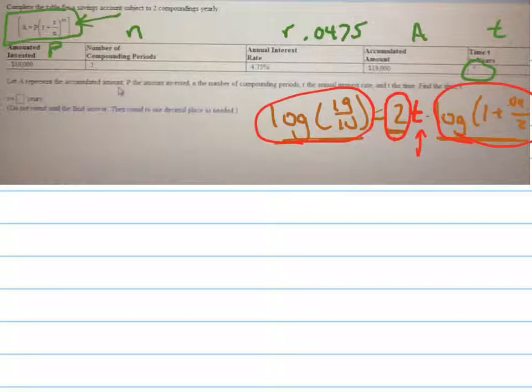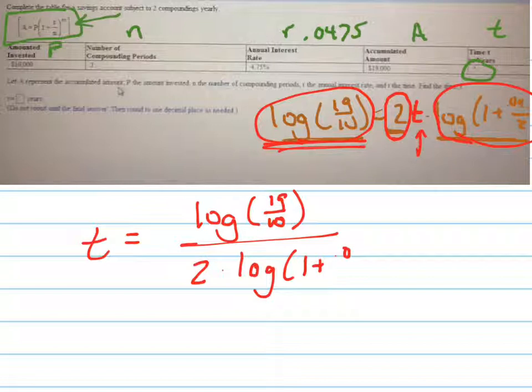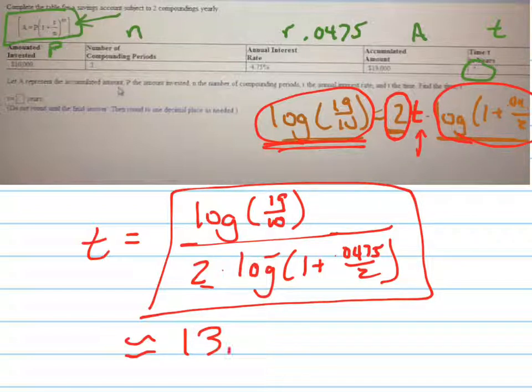So really all I have to do, t equals this thing right here, the log of 19 over 10, and don't write it as a decimal because we want the exact form, as close to the exact form as we can, all over 2 times the log of 1 plus 0.0475 over 2. And it looks ugly, it looks nasty, but you can actually plug this right into your calculator and get an approximation for the number of years. So your answer is approximately 13.67.